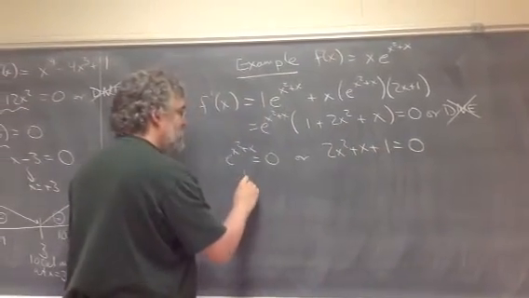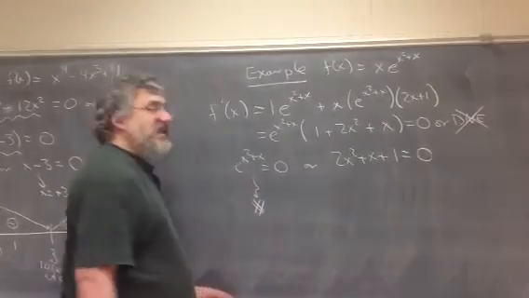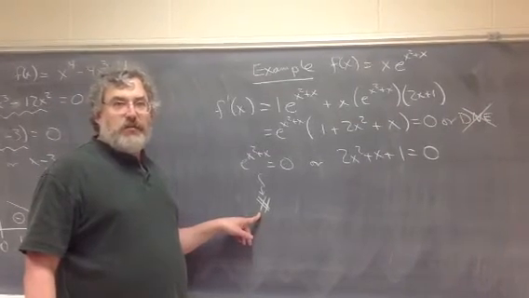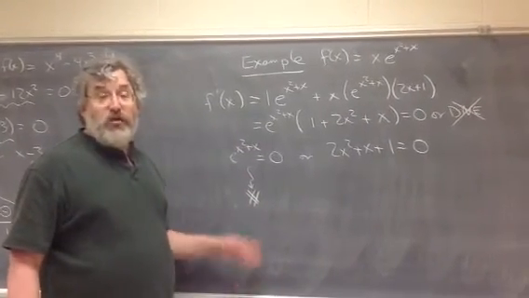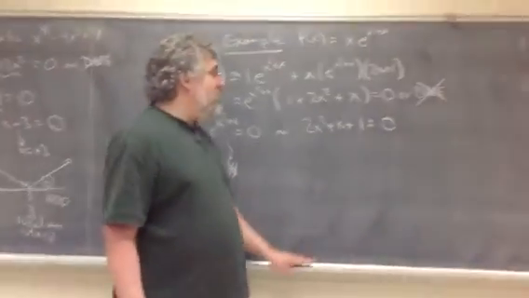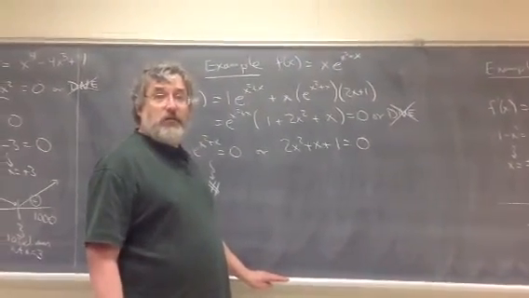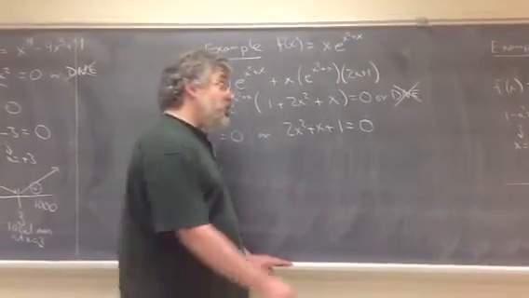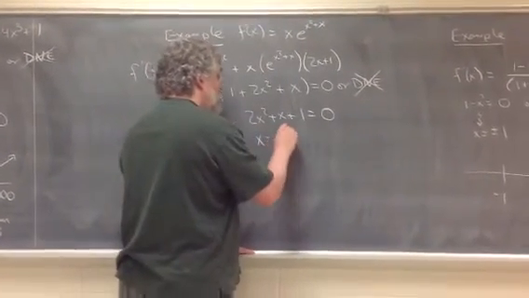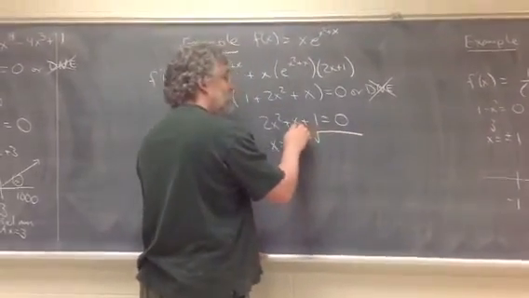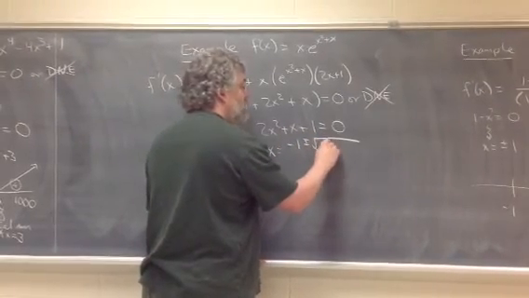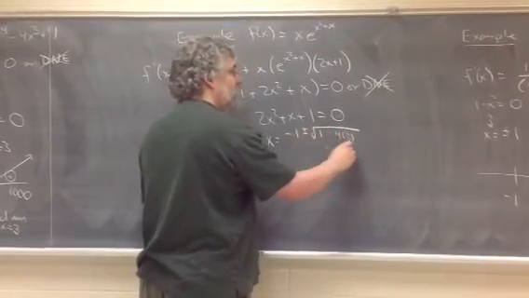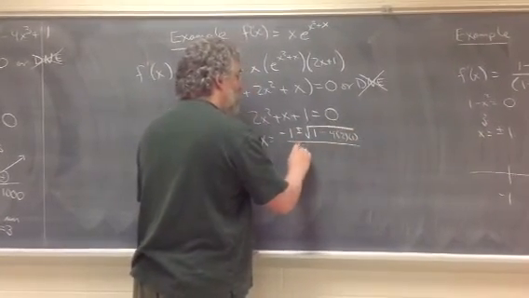Now this, e to the stuff is never 0. So I use that symbol to represent there are no solutions to this. There are all sorts of ways you can write that. You could write DNE, there are none. This one, I don't know if that factors. I don't think it does. So, what do you do when you have a quadratic that doesn't factor? You use the quadratic formula. x is minus b plus or minus the square root of b squared minus 4 times a times c, all over 2a.